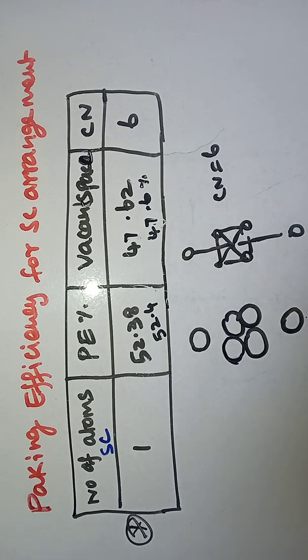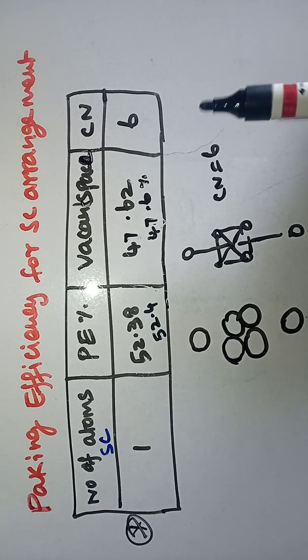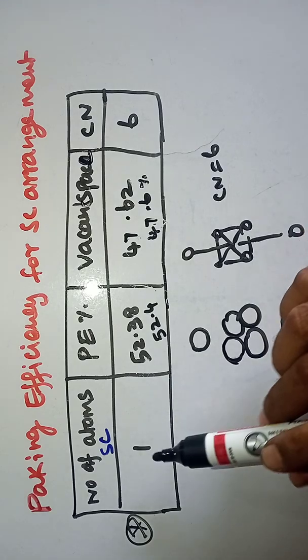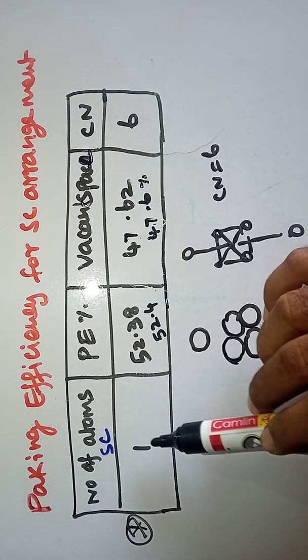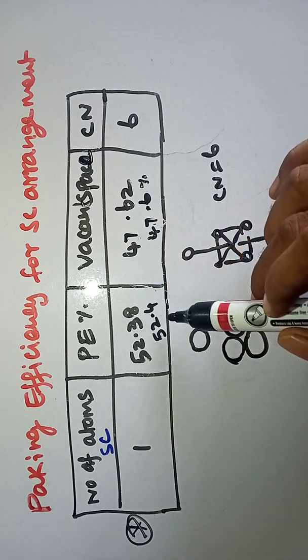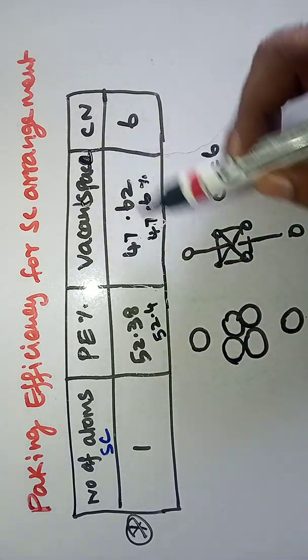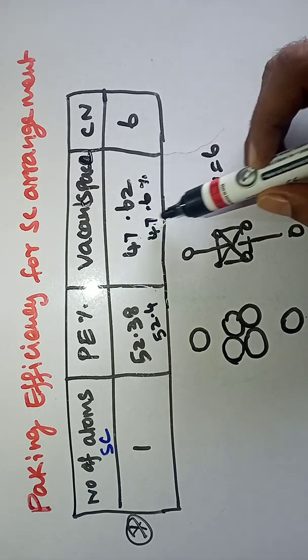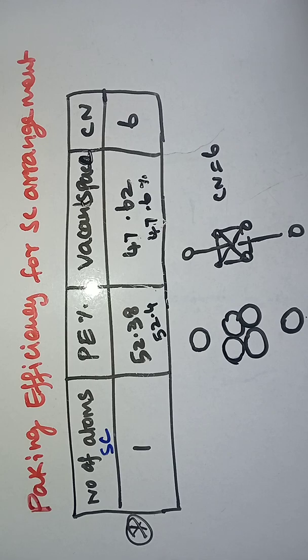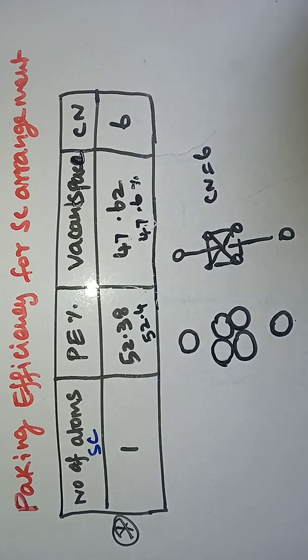How can we calculate the packing efficiency for simple cubic arrangement or simple cubic unit cell? The summary is very important. Number of atoms for simple cubic unit cell is 1. Packing efficiency is 52.38 or 52.4. Vacant space is 47.62 or 47.6. Coordination number is 6. It's very important. You keep in mind, student. Thank you.